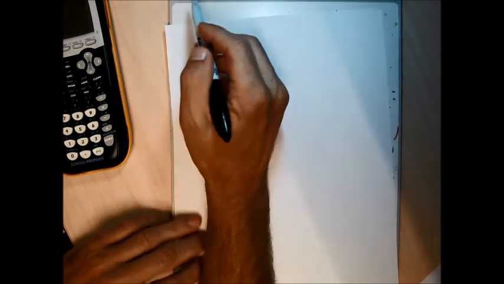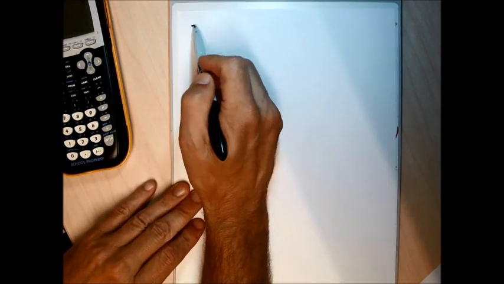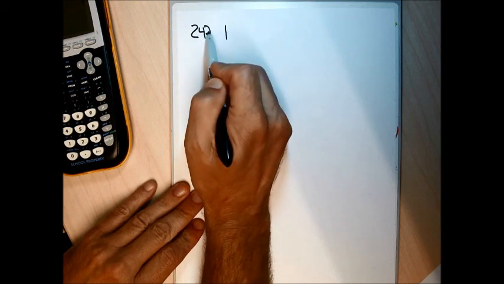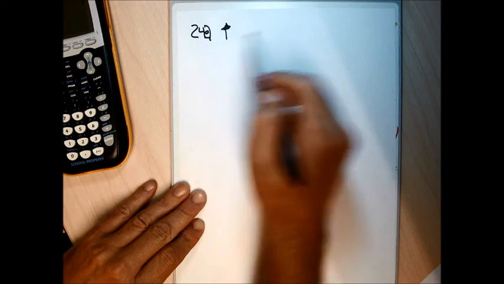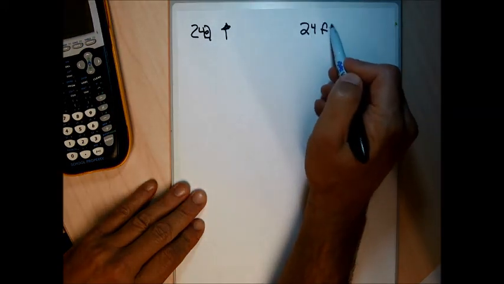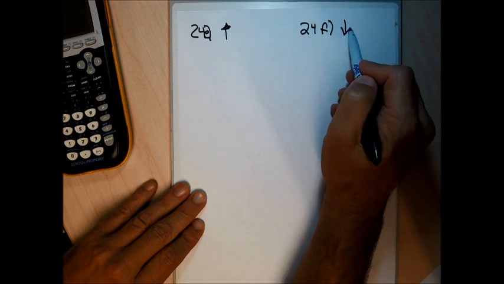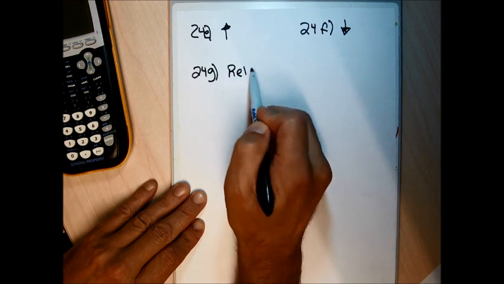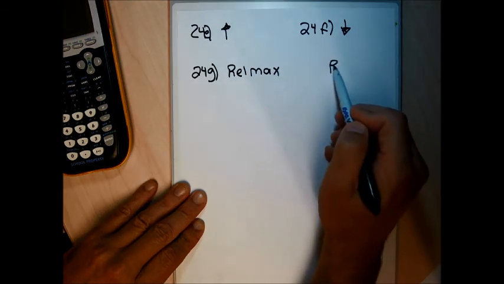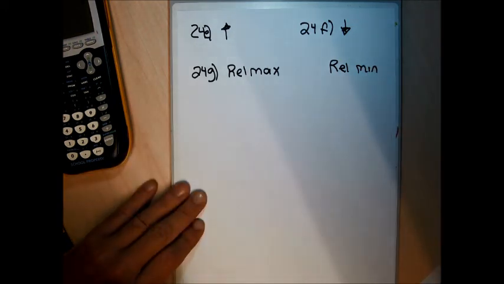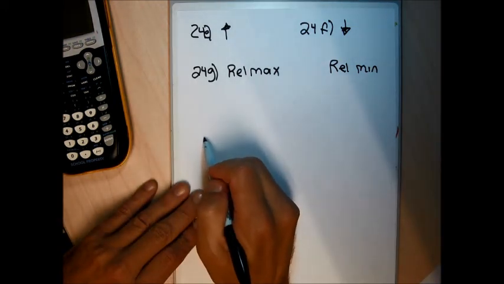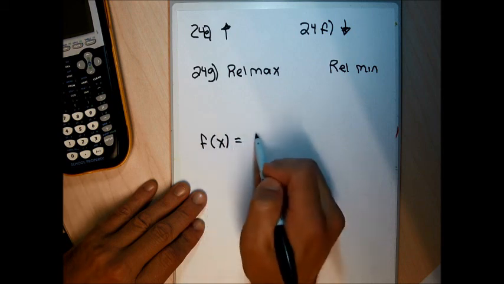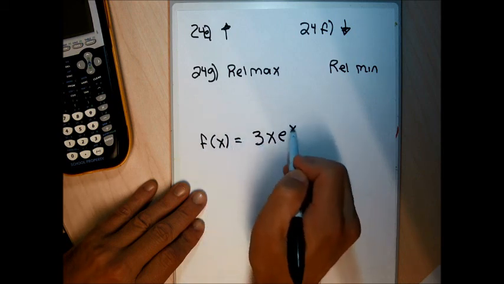All right, so now the first derivative calculus part. For 24e, I need to find out where the graph is increasing. For 24f, I need to find out where the graph is decreasing. In 24g, I need to find any relative maximums and relative minimums. I don't know ahead of time what I have here. So the original function is f of x equals 3x e to the x. I need to find its first derivative.